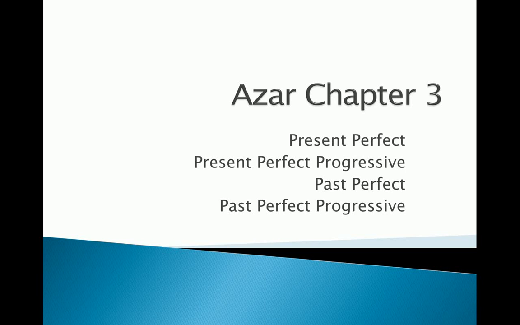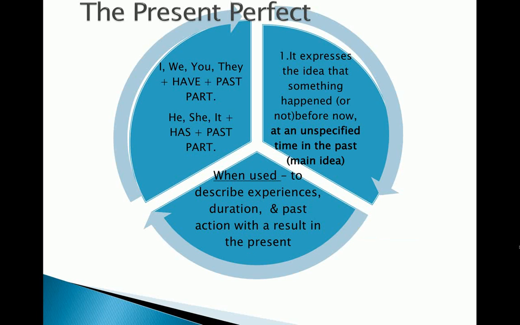Present perfect, present perfect progressive, past perfect, past perfect progressive. The present perfect has its form with the subject plus have, or has for he, she, and it, and the past participle. It's used to describe experiences, duration, and past action with a result in the present. It expresses the idea that something happened or not before now at an unspecified time in the past. This is the main idea.